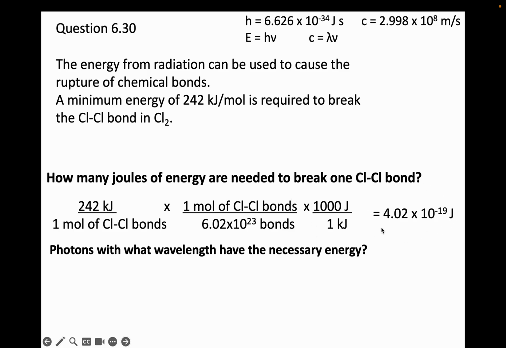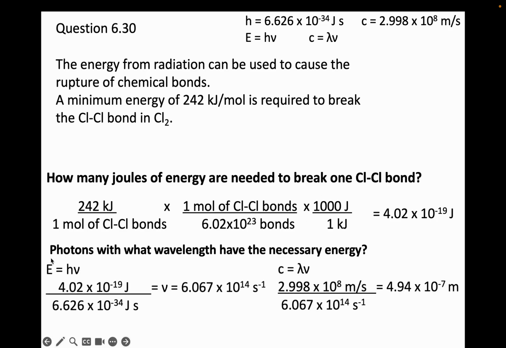This would be the energy it takes, in joules, to break just one chlorine-chlorine bond. That's a really small number, but that's expected. Photons with what wavelength would have this particular energy? Now we're going to use our expression E equals h nu. That energy there is the energy for just one photon.